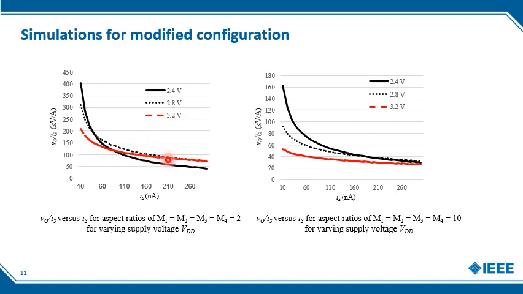By varying the supply voltage when aspect ratios are very low, at low illumination, it differs quite somewhat. But as the illumination increases, the gain stays relatively constant. When we increase M4, M3, M2, and M1 to 10 and vary the supply voltage, we get this different curve. So at low illumination, it stretches out even less, and then at the higher illumination, it becomes more stable.